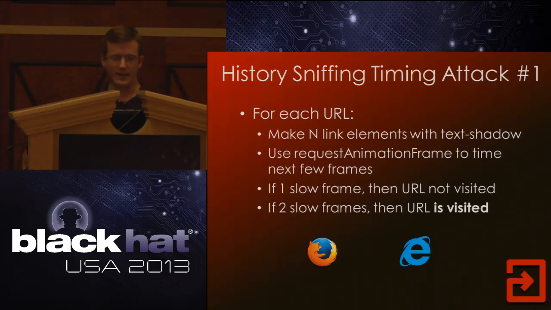So here's how this attack might work. We have a whole bunch of URLs, and we want to find out if they're visited. For each URL, we make a whole bunch of link elements on the page with nice text shadow to make it nice and slow. As soon as we put those links on the page, we use requestAnimationFrame to time the next few frames, how long they take to draw. In theory, if we have 1 slow frame, then we know the URL isn't visited because only 1 repaint occurred when the links were originally drawn. And if there are 2 slow frames, then we know the URL is visited because we've had a second repaint.